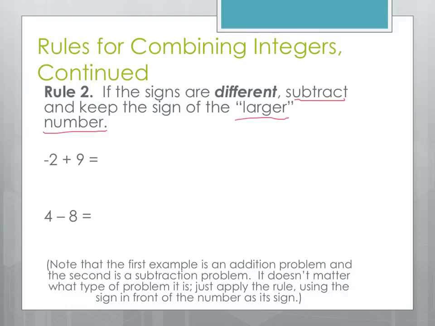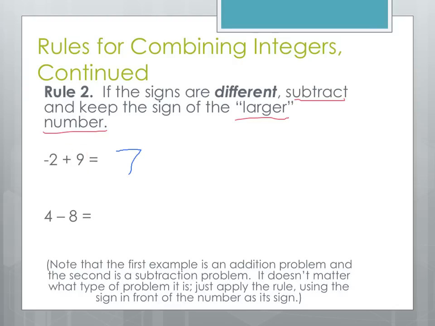Those signs are different, so we're going to subtract the small one from the big one. So 9 minus 2 is going to be 7. Okay? So the signs were different. We subtracted them and got 7, and we're going to keep the sign of the larger number. The larger number here is the 9, so this is going to be a positive 7.